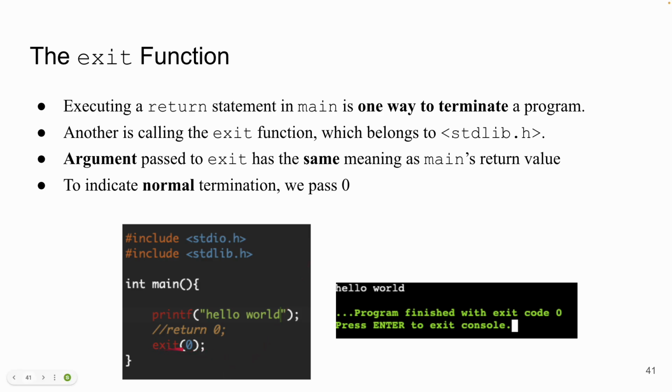And exit is a function, so we need to have parentheses, and we need to provide arguments in the parentheses. The argument passed to the exit function has the same meaning as main's return value. So if we want to indicate that the program terminates normally, we need to pass 0 here. So we can rewrite our main function like this. We can write down exit here.